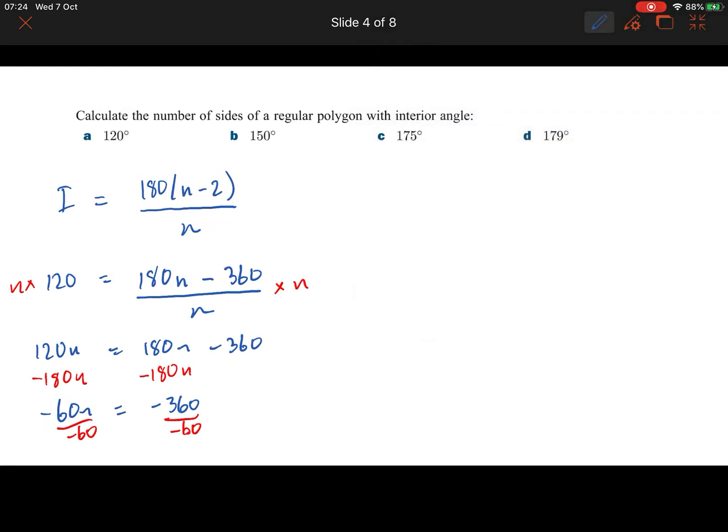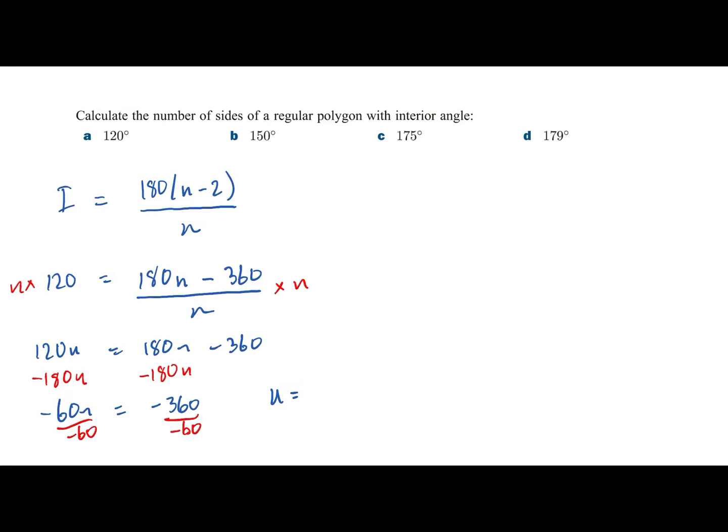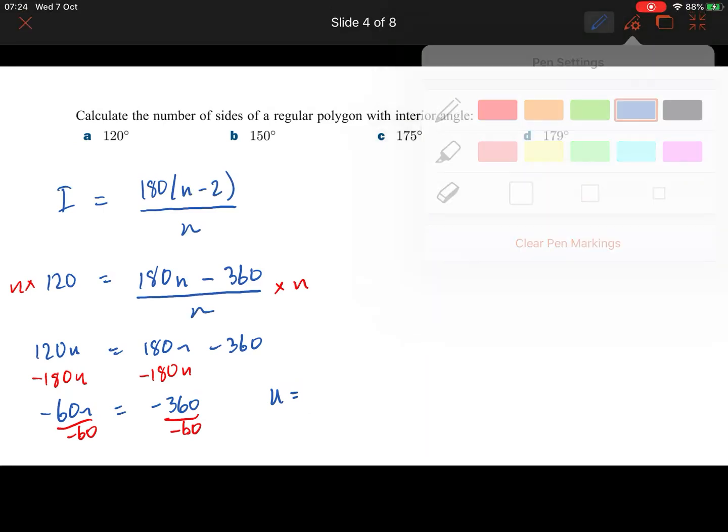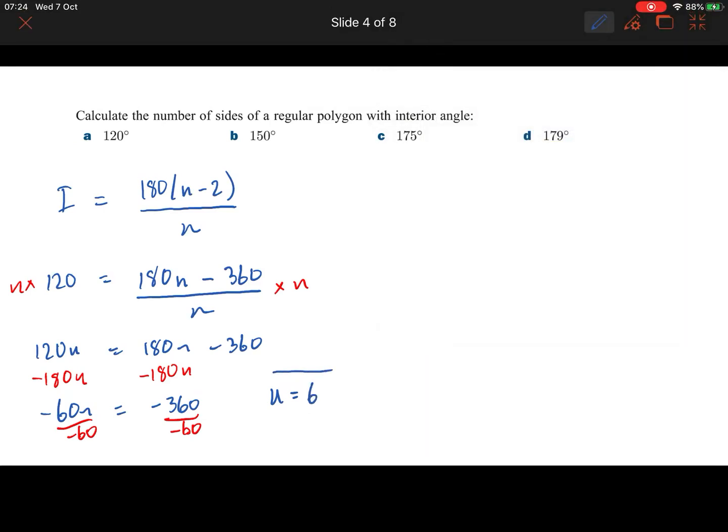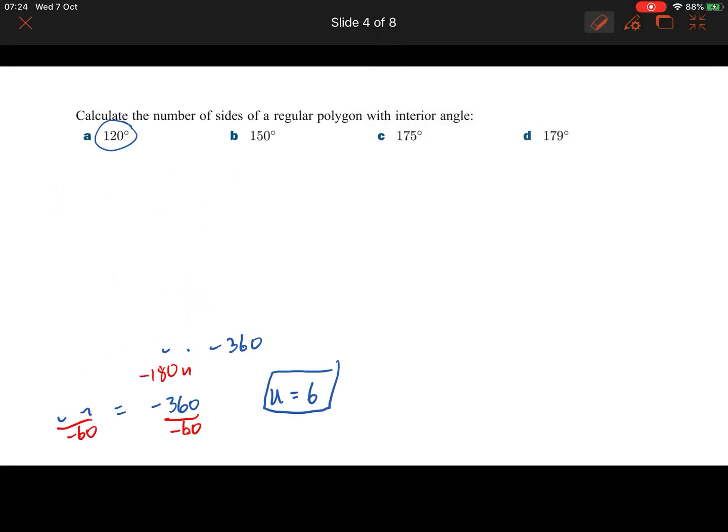And a negative divided by a negative is a positive, so n is equal to, not 60, n is equal to 6. Okay, n is equal to 6, and that's the answer. So this one must have been a hexagon. Okay, I'm going to do B in a different way.